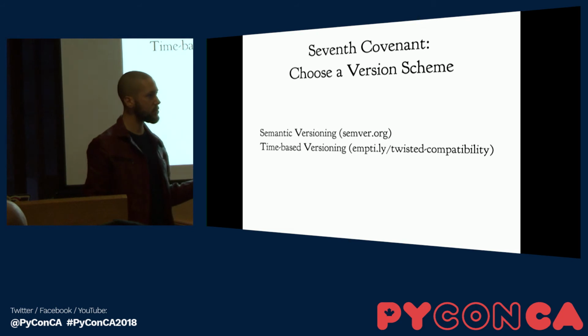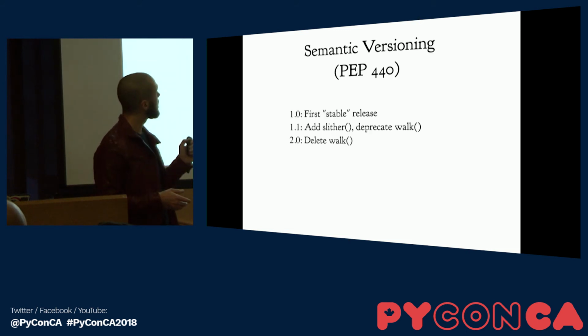For time-based versioning, the best document I know of is the Twisted compatibility policy. That's really beautifully written. I recommend that you read it whether you plan to follow semver or time-based versioning. But let's say that we've picked semver. That's still overwhelmingly the choice that I would recommend for most libraries.